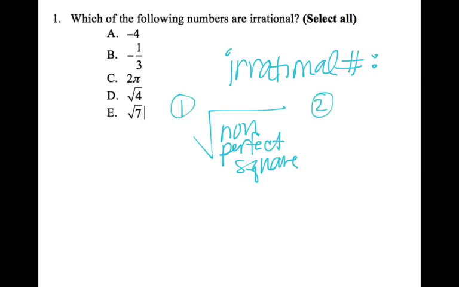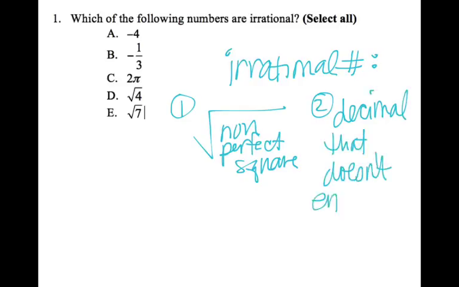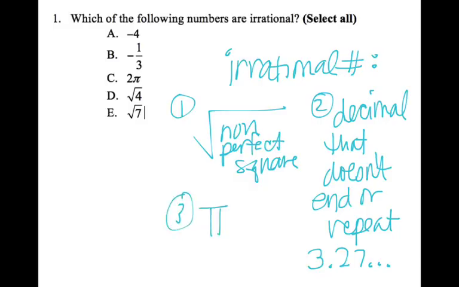A second number that would be irrational would be a decimal that doesn't end or repeat. Okay, so that would be if you had like 3.27... The minute you start seeing those extra dots means that decimal is not going to end and it's not going to repeat. Pi is an automatic irrational number. So let's take a look.